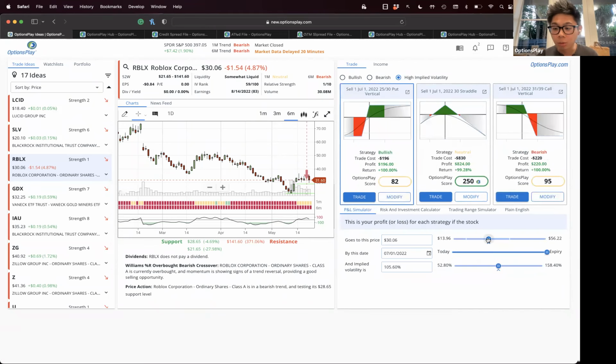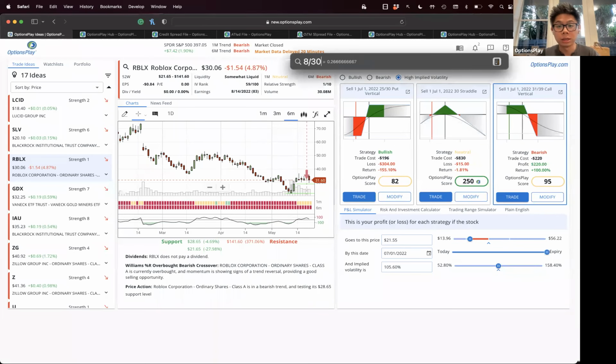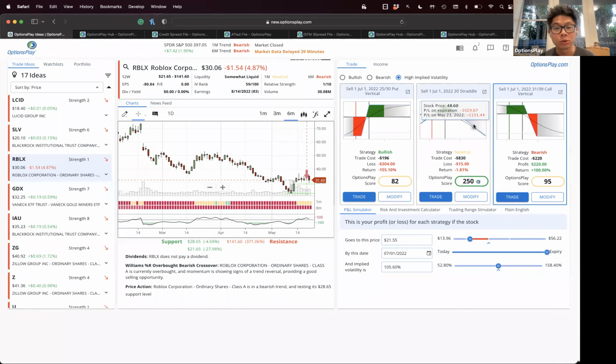What that means is the stock really has to move such a large percentage before you start to see losses. So as you can see, the stock has to reach $38 to the upside, or $22 to the downside, before the strategy starts to see a loss. And just to put that into context, 8 out of 30 is 26%. The stock has to move 26% higher or 26% lower between now and expiration before the strategy sees any losses.